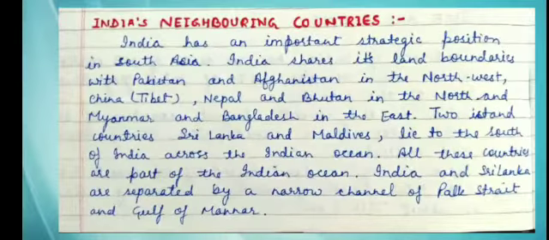Now let's talk about India's neighboring countries. India has an important strategic position in South Asia. India shares its land boundaries with Pakistan and Afghanistan in the northwest, China, Tibet, Nepal and Bhutan in the north, and Myanmar and Bangladesh in the east. Two island countries, Sri Lanka and Maldives, lie to the south of India across the Indian Ocean. All these countries are part of the Indian subcontinent. India and Sri Lanka are separated by a narrow channel of Palk Strait and Gulf of Mannar.